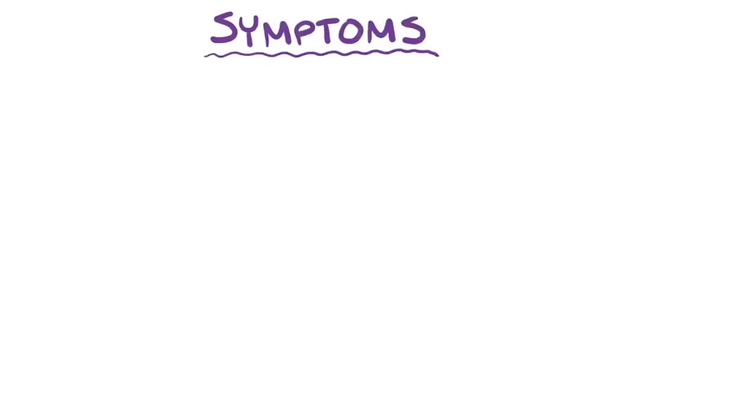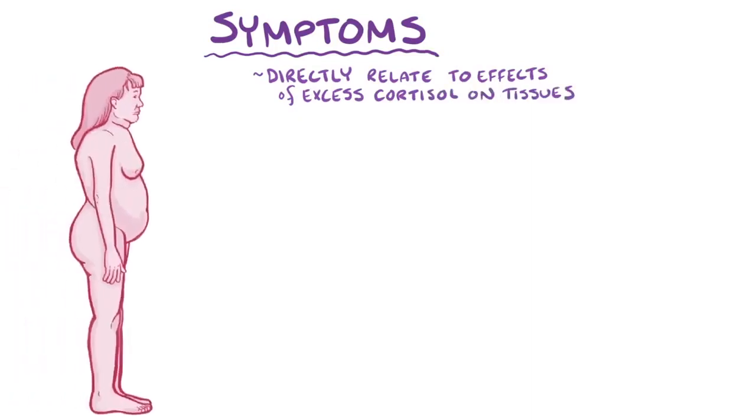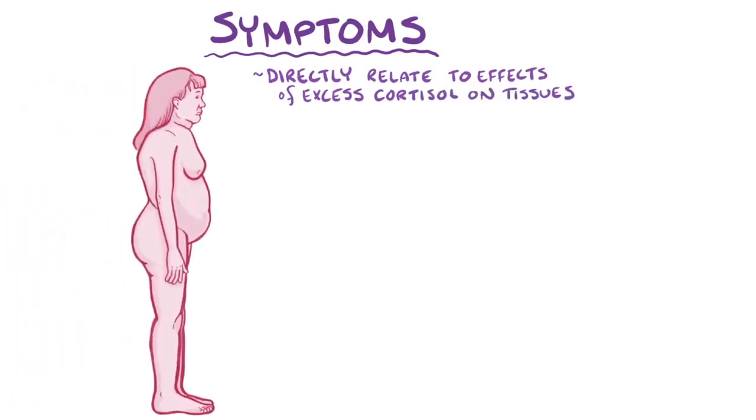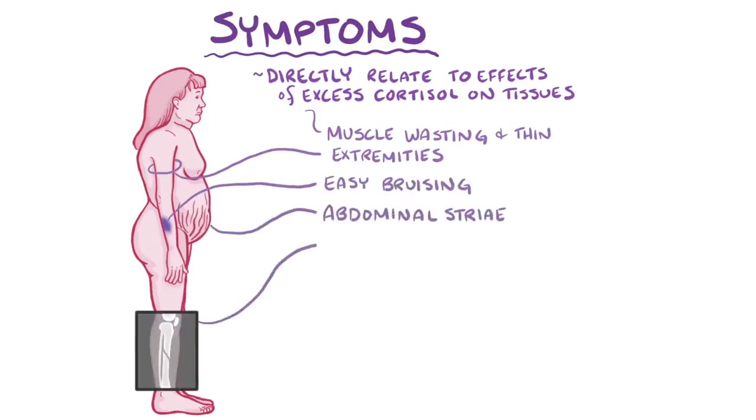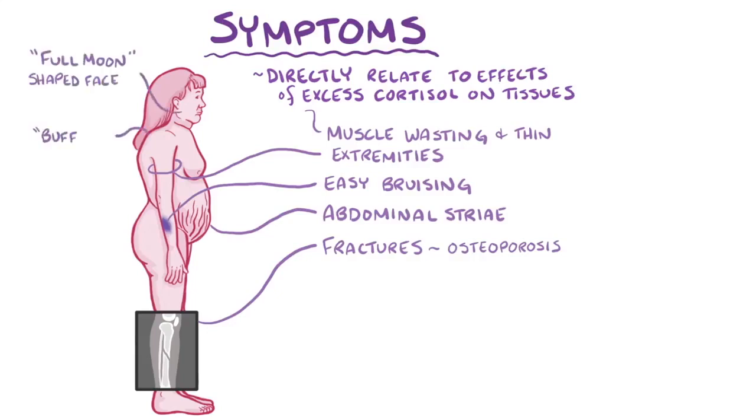Regardless of the cause, the symptoms of Cushing syndrome are directly related to the effects of excess cortisol on its various target tissues. Resulting from the increased breakdown of most types of tissue, the individual presents with muscle wasting in thin extremities, skin thinning, easy bruising, and abdominal striae or lines, as well as fractures due to osteoporosis or brittle bones. At the same time, there's fat redistribution. So classic findings include a round, full moon-shaped face, a buffalo hump, which is a fatty hump on the upper back, and truncal obesity, where fat gathers around the abdomen and trunk rather than in the limbs.